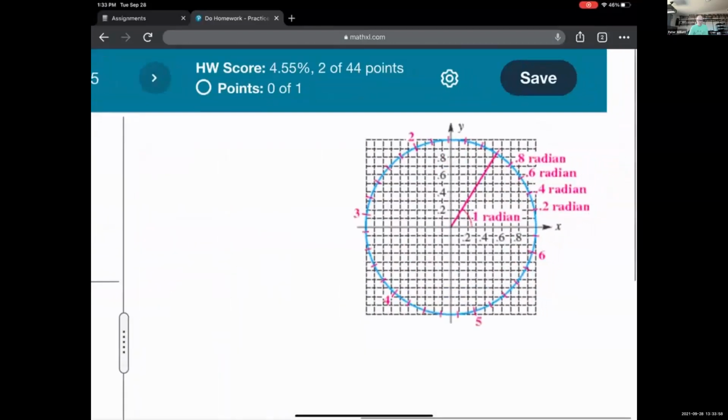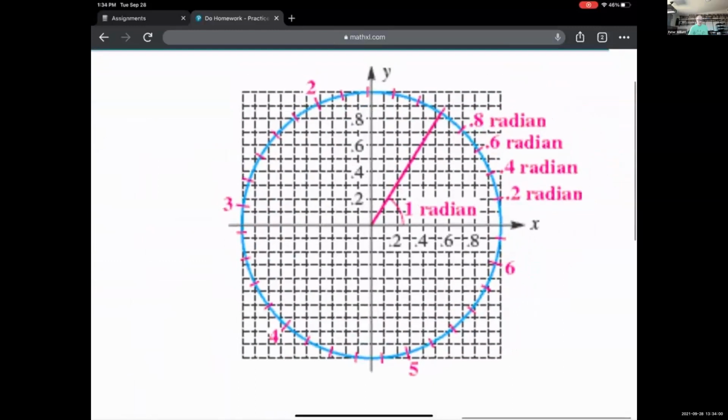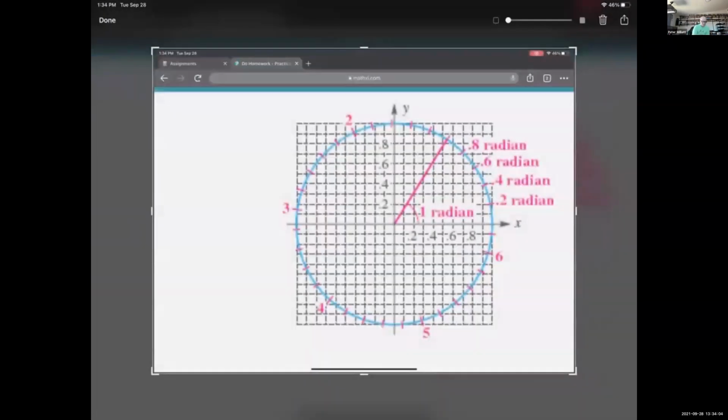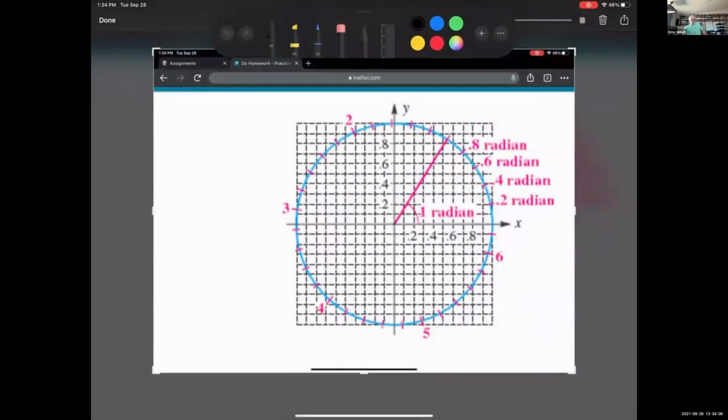All right, so I'm going to blow this up a little bit, and then let's see if I can take a picture like that. That worked. Okay, so we want to find cosine of 0.4 approximately.